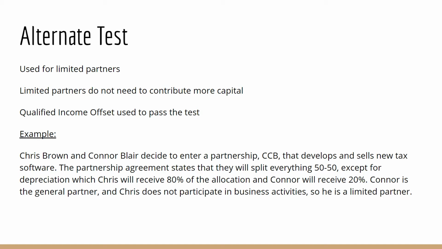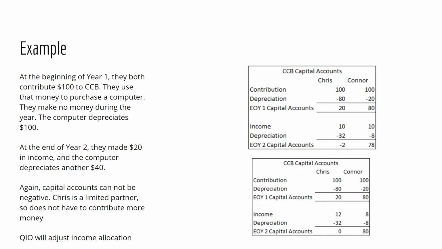So we're going to go back to our example with CCB. They're splitting everything 50-50. Depreciation is split 80-20 to Chris. Connor is a general partner, and Chris does not participate in business activities at all. So he's a limited partner. So we go back to our example here. As we see on the right, so we're back here at our example. Beginning of year one, they're contributing $100.